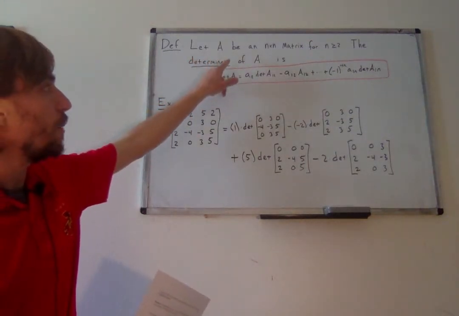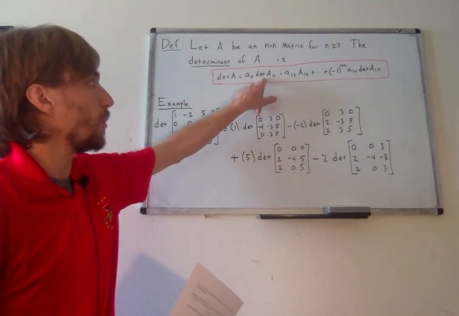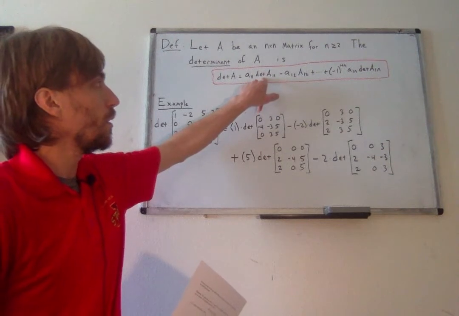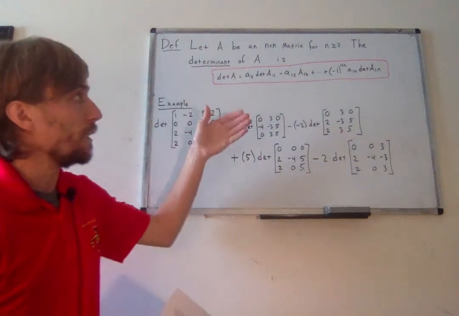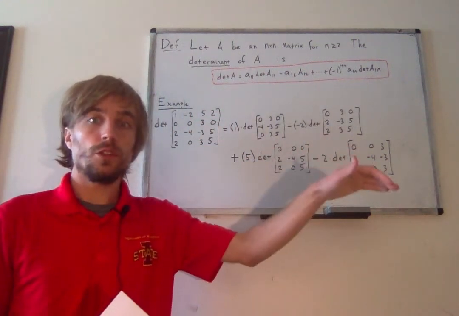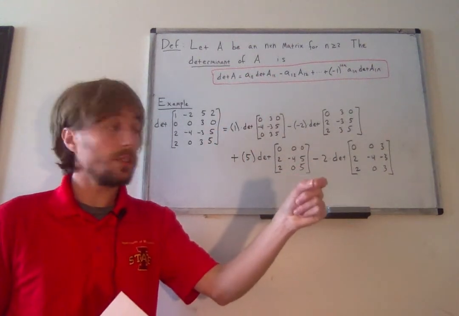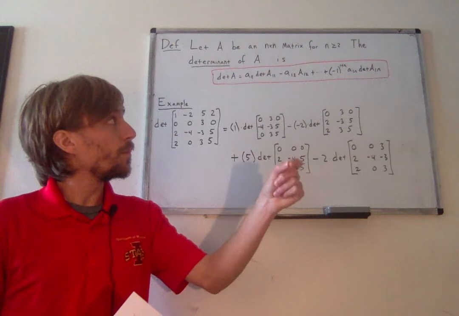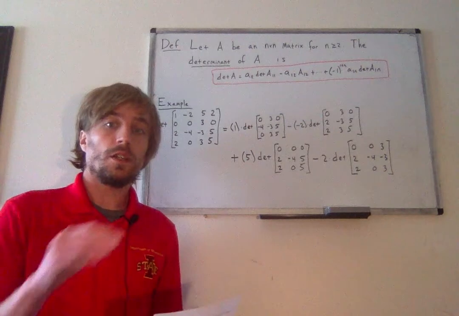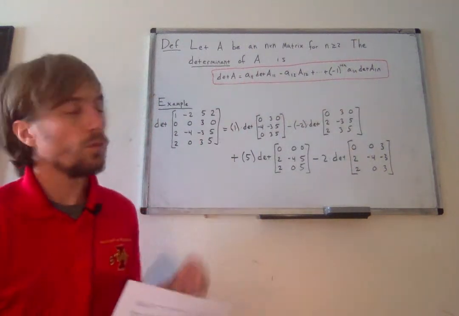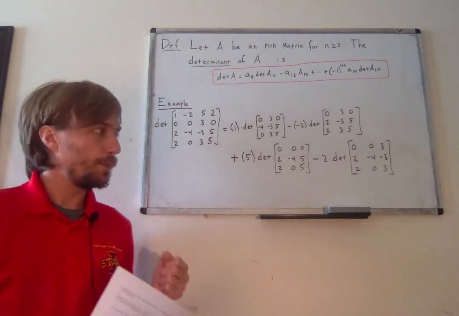So if A is an n by n matrix, the determinant of A is just defined to be A11 times the determinant of the submatrix A11 minus A12 times the determinant of the submatrix A12. Basically how this works is we just keep going across the first row of A, multiplying by the entry of that matrix, alternating plus minus, and then multiplying by the submatrix obtained by deleting the particular entry's row and column. We saw an example of that last video for a 3 by 3 matrix.